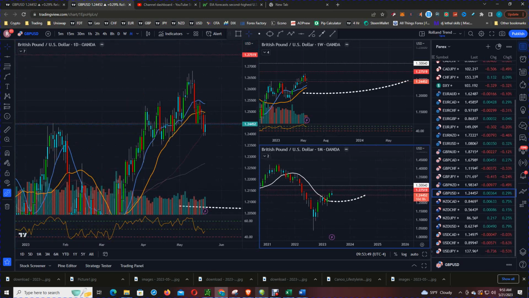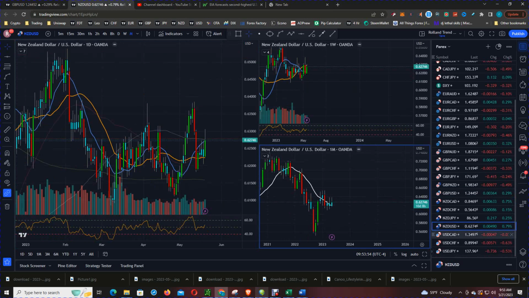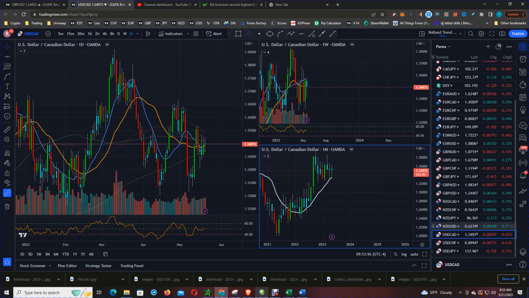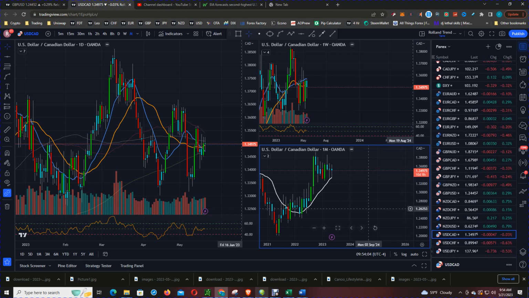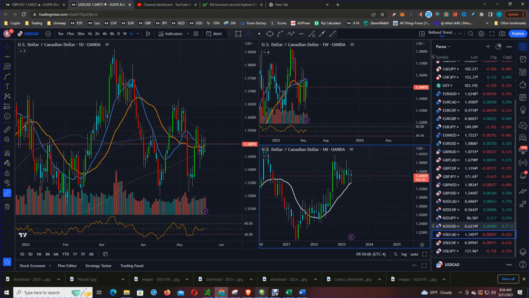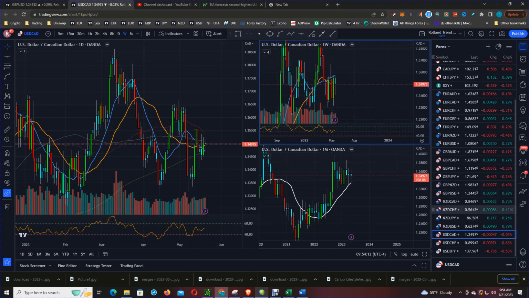All right, we're going to skip the New Zealand USD, as that's very similar to the Aussie USD, and although it trades against the USD, it's not really considered one of the main major pairs. So we're just going to skip that and go down to the USD CAD.